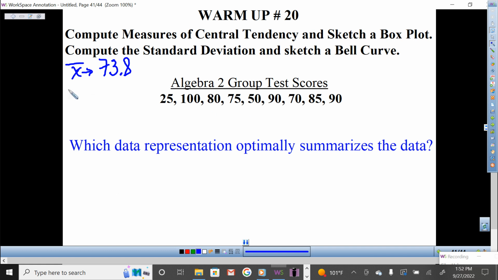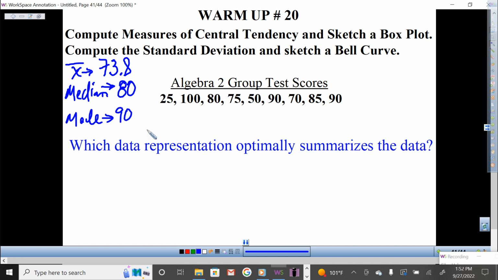How about median? What'd you get for your median? J-Day? 80? Hands if you got 80. That's about right. Mode. Andrew? 90. That is correct. So far so good, yes?